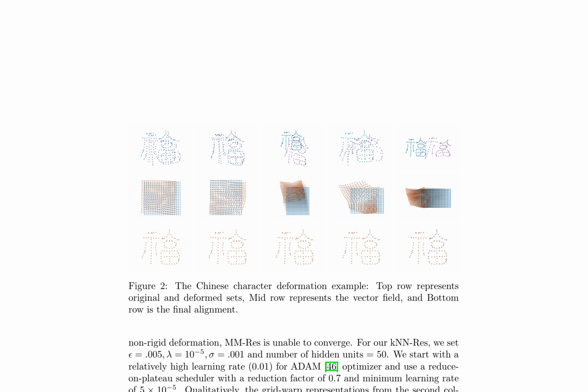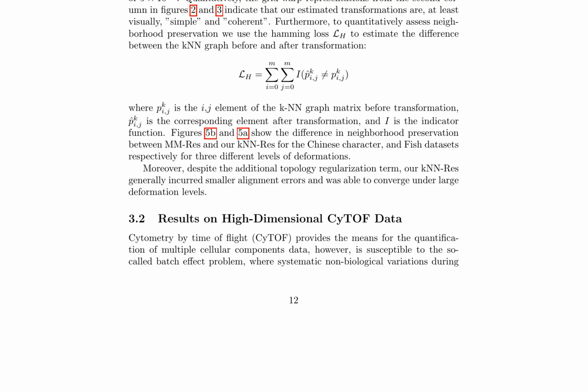To quantify neighborhood preservation, the authors employ the Hamming loss LH, which measures the difference between the kNN-Graph before and after transformation. The formula for LH is given as LH equals the summation over i equals 0 to n, summation over j equals 0 to n, of the indicator function of P_k(i,j) not equal to P_k'(i,j), where P_k(i,j) is the i,j element of the kNN-Graph matrix before transformation, P_k'(i,j) is the corresponding element after transformation, and I is the indicator function.